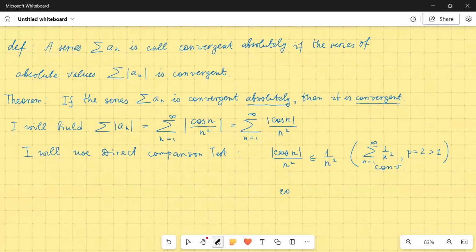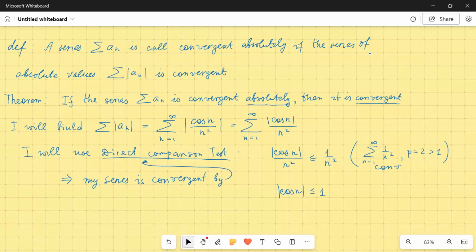This comparison is true because cosine of any number is less than or equal to 1 by absolute value, because cosine oscillates between -1 and 1 maximum. So if I divide both sides by n squared, it's going to give me a true inequality. So my series is less than or equal to a convergent series. Then I'm going to make a statement that my series is convergent by the direct comparison test. I just did a direct comparison, compared it to a P series with P equals 2, which is convergent.